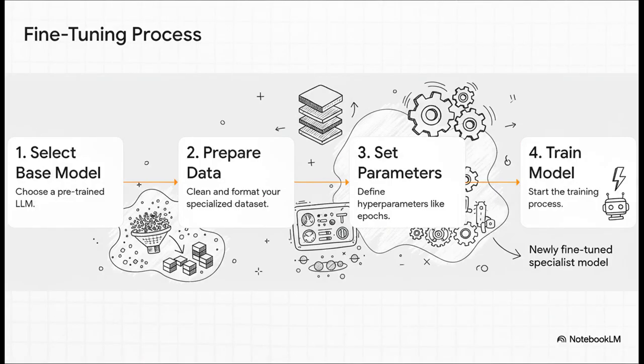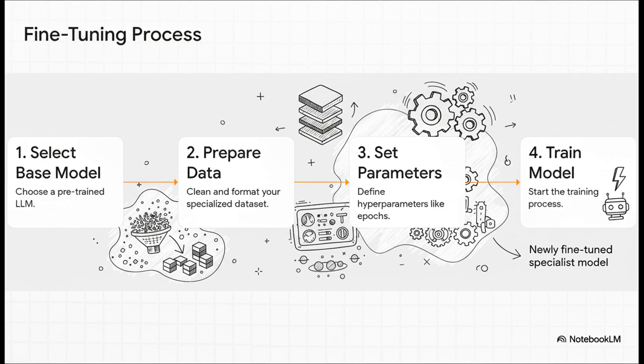The process is pretty straightforward, at least in theory. It's basically 4 steps. First, you pick your base model. Then you get all your specialized training data ready. And just a heads up, this is usually the hardest, most time-consuming part. After that, you set a few parameters, and then you kick off the training.